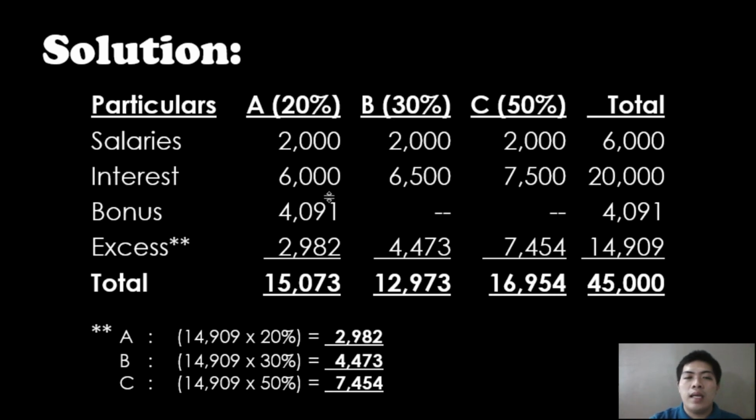So, sa ating presentation, ganito yan. Okay? Ito na yung ating bonus. So, yung distribution, 15,073 kay A, 12,973 kay B, then 16,954 kay C.